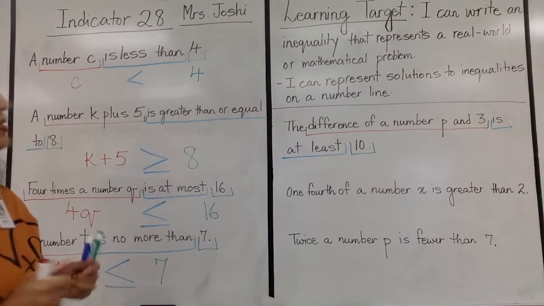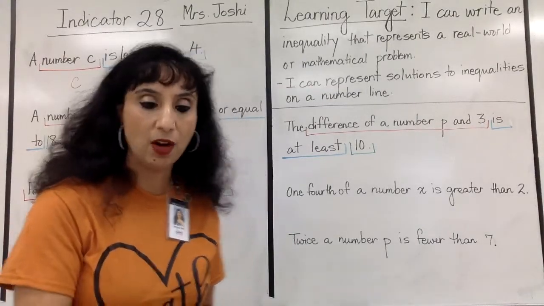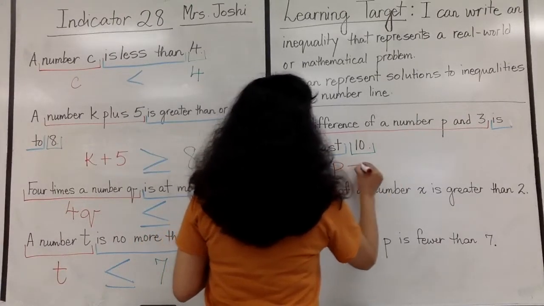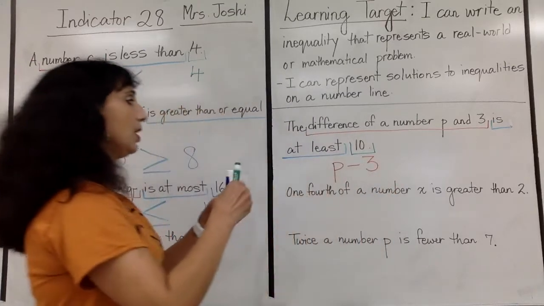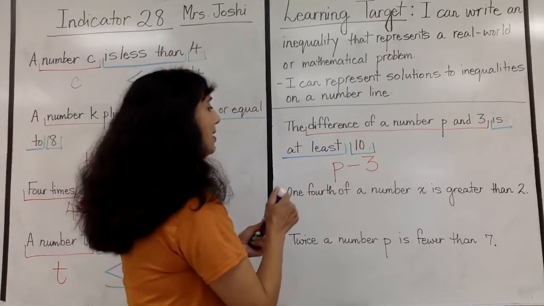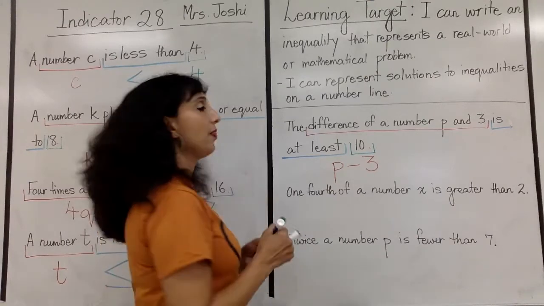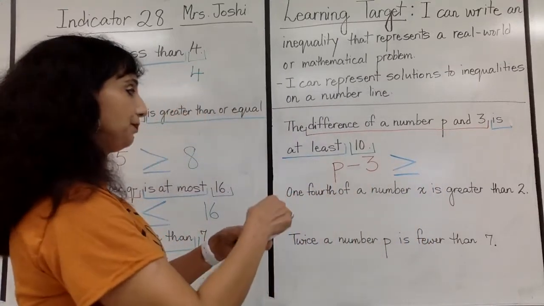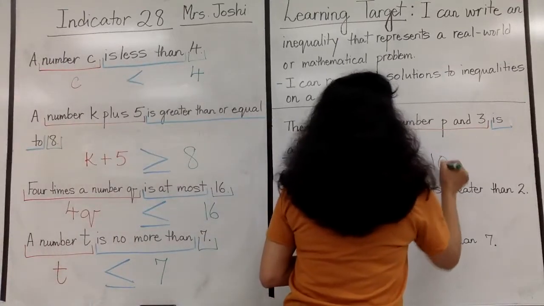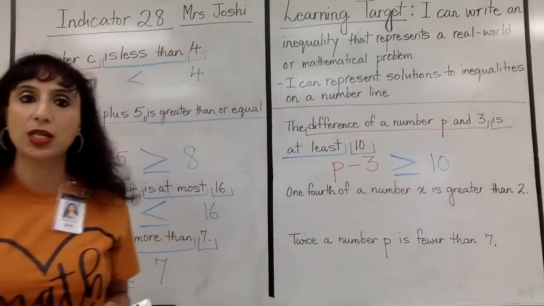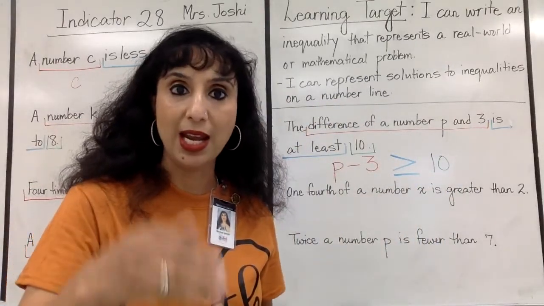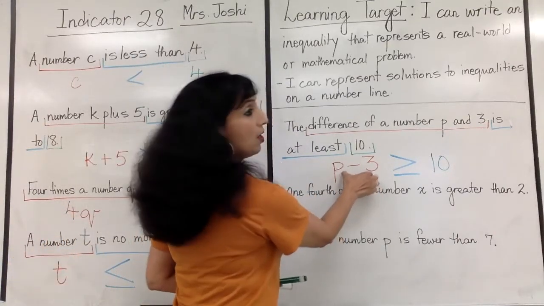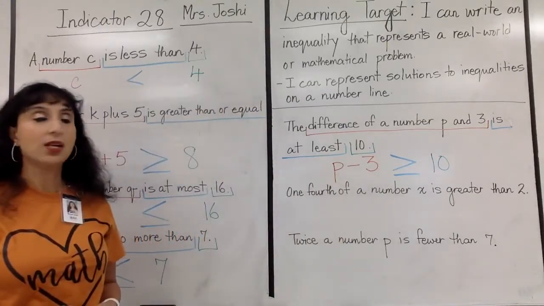Okay, so if I'm saying a difference, what does that mean? Subtraction. All right, so the difference of a number p and 3 is p minus 3, and we said at least 10, so that means the minimum is 10. That means this is going to be greater than or equal to 10. And remember, 10 is the lowest amount because it said at least 10. So 10 or higher, okay? And so this is going to be 10 or higher over here.